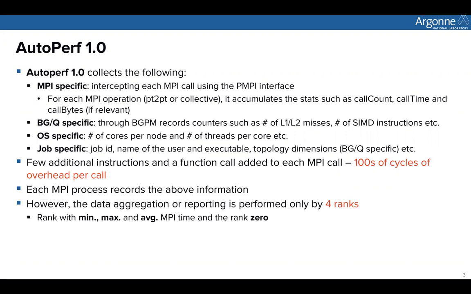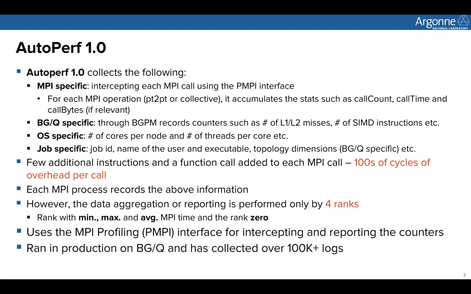So each rank collects the data, but to reduce the log size, and since the log in Autoperf 1.0 is in text format, we just report the data from four ranks. One is the obvious rank zero, and the others are, across all the ranks in the application, the rank with minimum MPI time, found through an Allreduce call, the rank with maximum MPI time, and the rank with an MPI time closer to the average MPI time. So the data from those four ranks is what is reported in these logs.